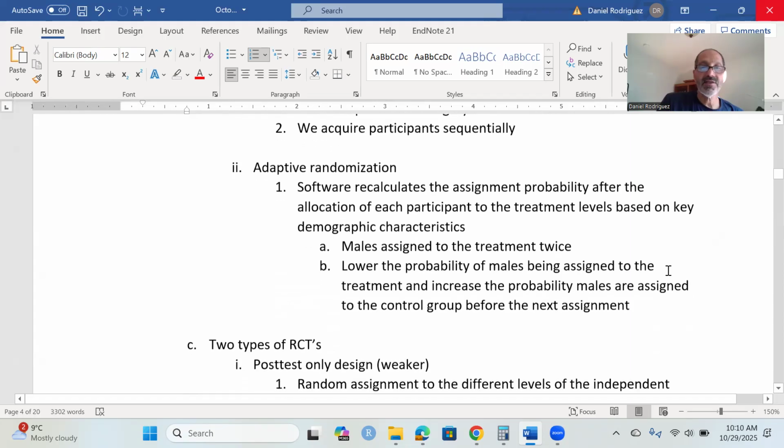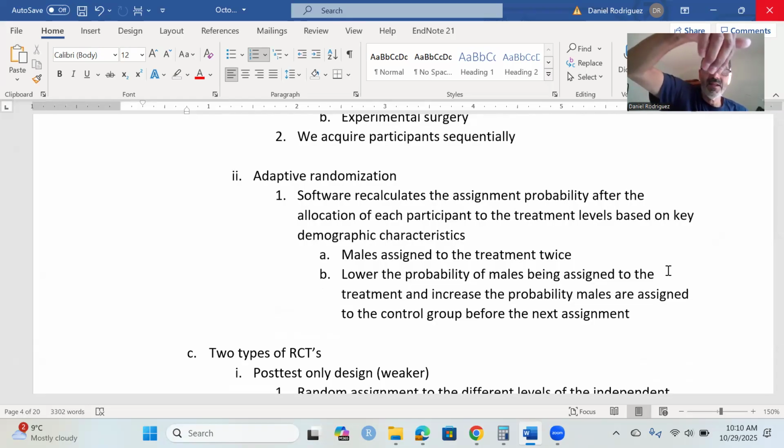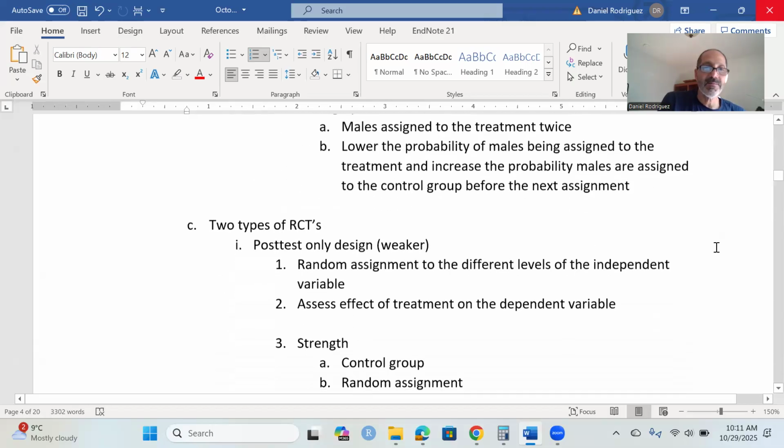One method we can use is something known as adaptive randomization. I really love this, and I've actually used this before. There's software that recalculates the assignment probability after the allocation of each participant to the treatment level, based on key demographic characteristics. One participant gets put in the treatment level. If we have this run on, say, males being put in the treatment level, we don't want more males in the treatment level, so we reduce the likelihood of a male being assigned to the treatment. So it increases their probability of being assigned to the control condition. Really cool. I love statisticians.